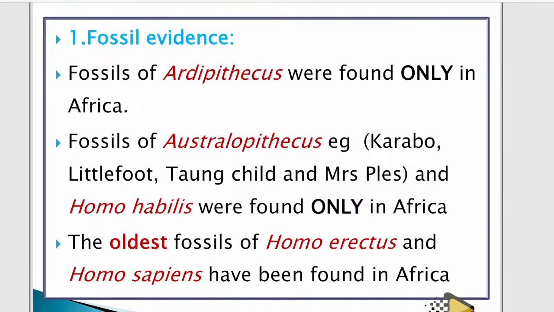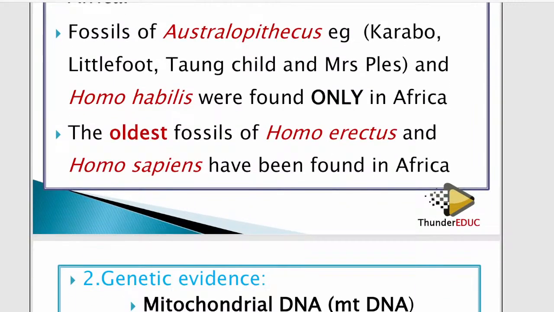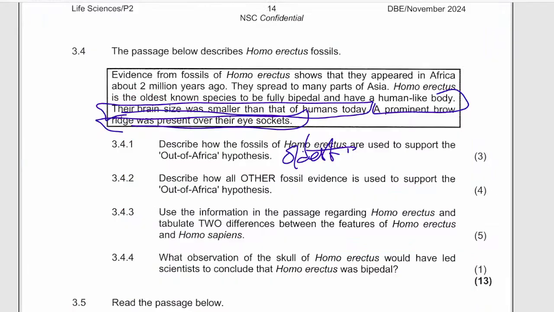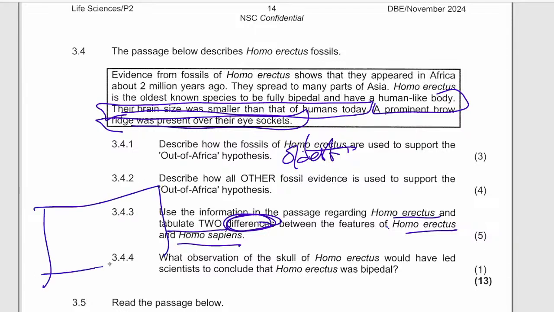Right. Then we go to another thing, another question. Then they are saying: describe how the other forces were done. Use information in the paragraph regarding Homo erectus and tabulate. Tabulate meaning that you have to draw a table of the features of Homo erectus and Homo sapiens. They want the differences, meaning that you draw a table as I told you yesterday.